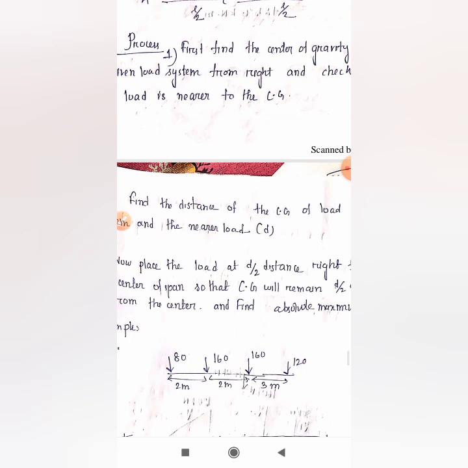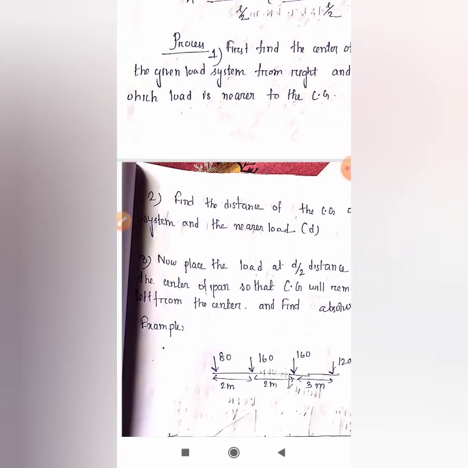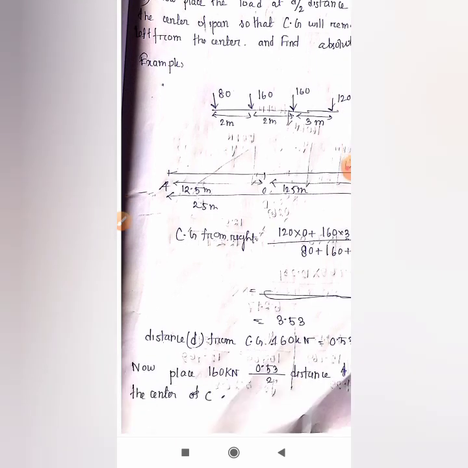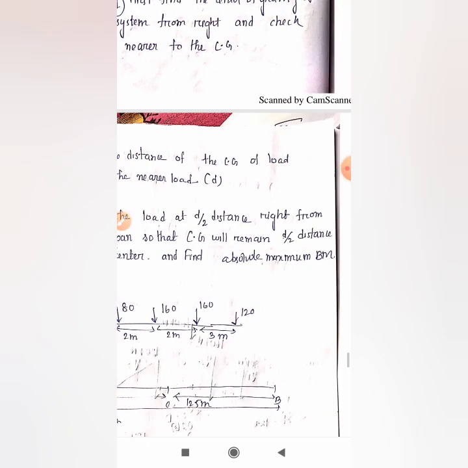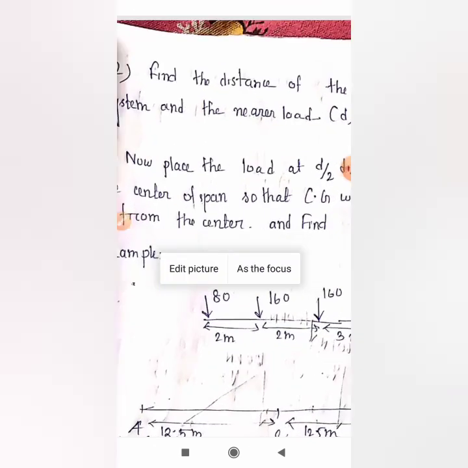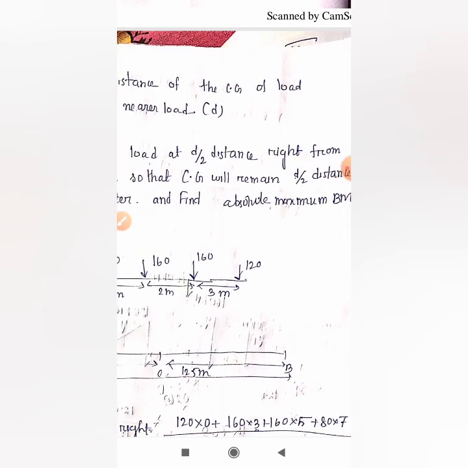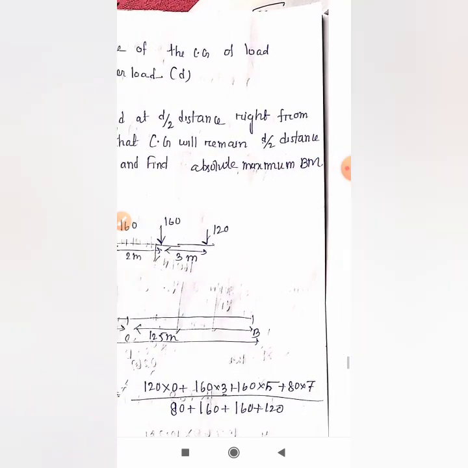Now the second step is to find the distance between the center of gravity of the load and the nearer load. In this question, we have found the distance between the center of gravity of the load and 160 kilonewton. The distance is coming 0.53 meter. Now the third and the last and the most important step: place the load at d by 2 distance from the center of the span, so that the center of gravity will remain d by 2 distance left from the center. Find absolute maximum bending moment.